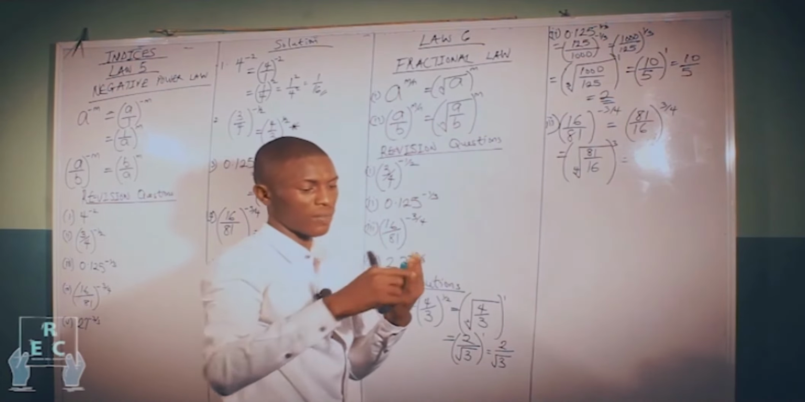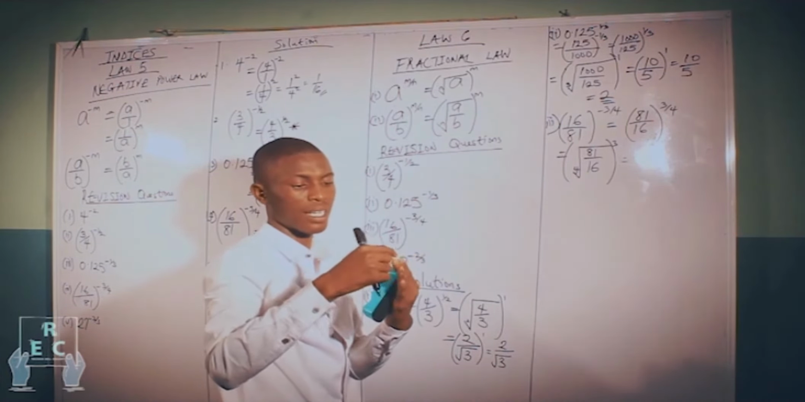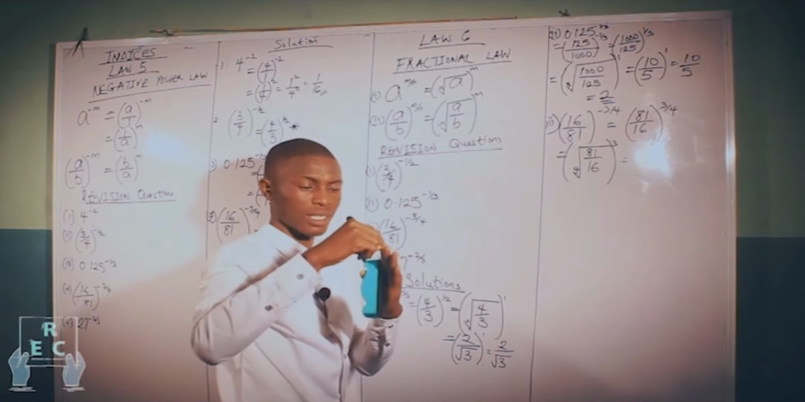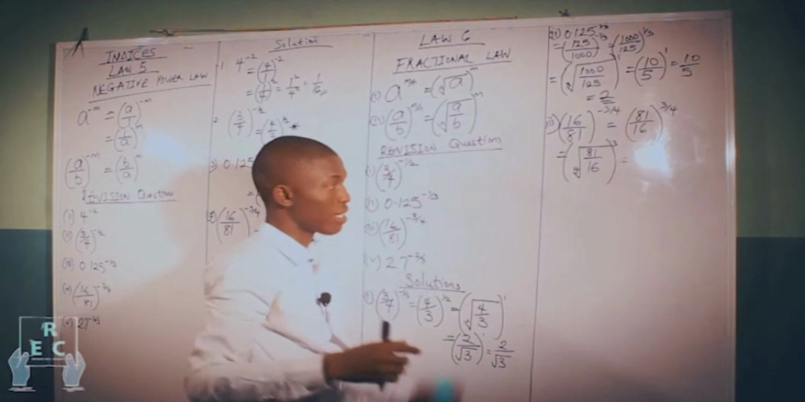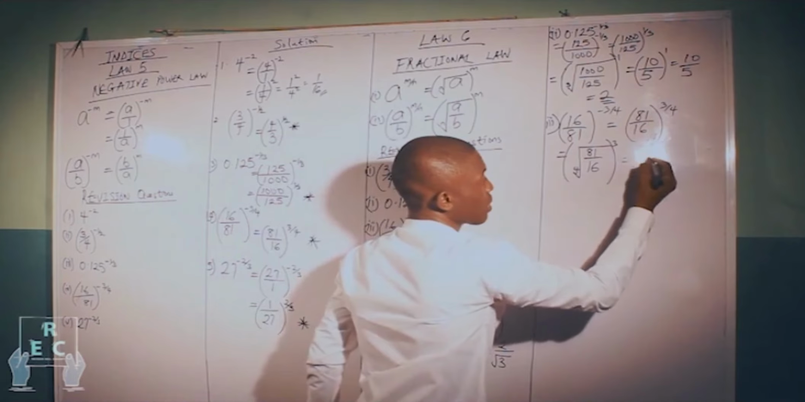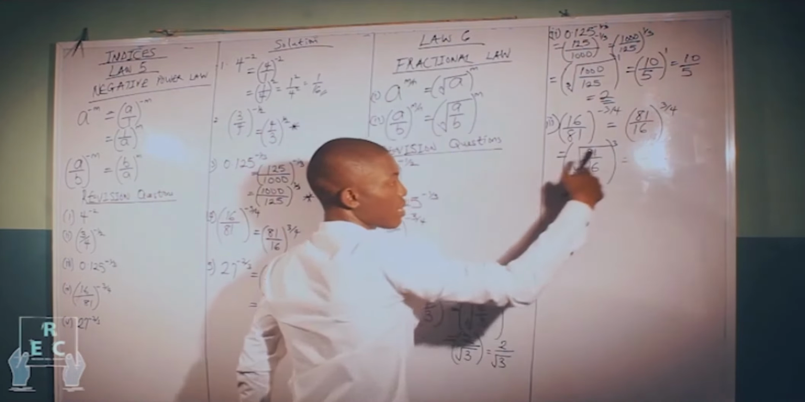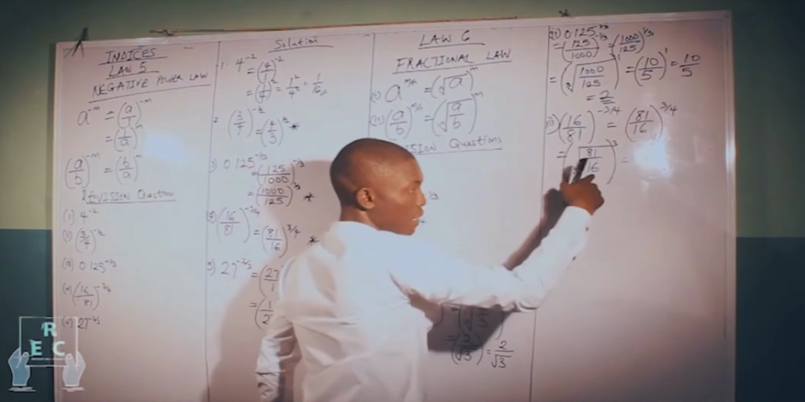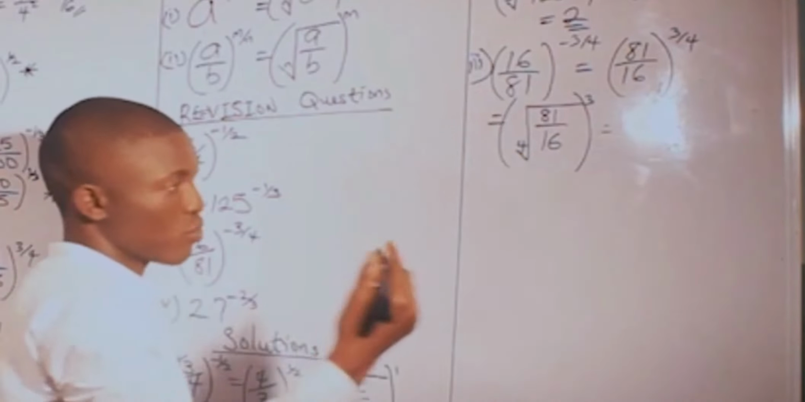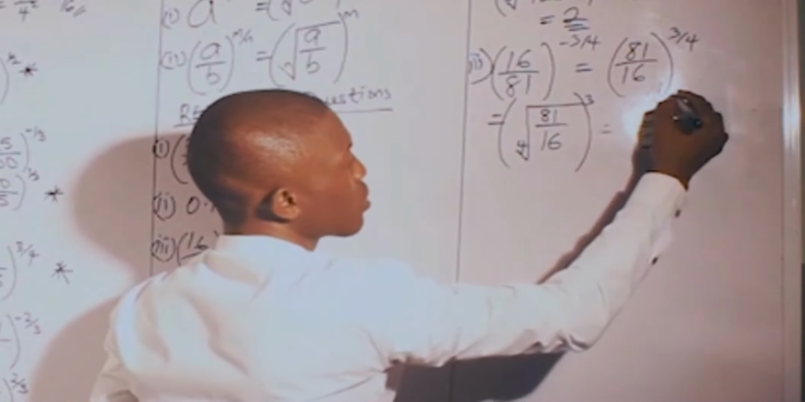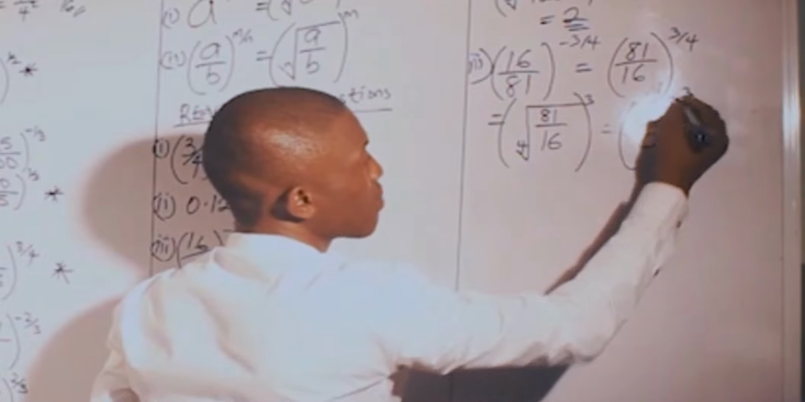Then let's try 3. 3 times 3, 9. 9 times 3, 27, times 3, 81. So that's 3. That means 3, 4 times gives us 81. Then of course, for 16, 2. Oh, wonderful. So 2 in brackets, power 3.